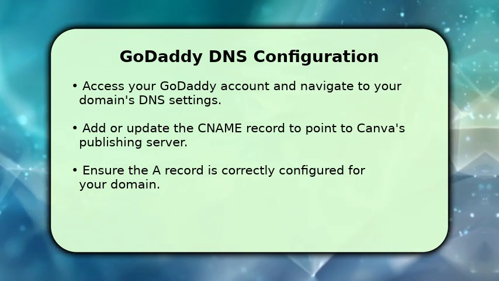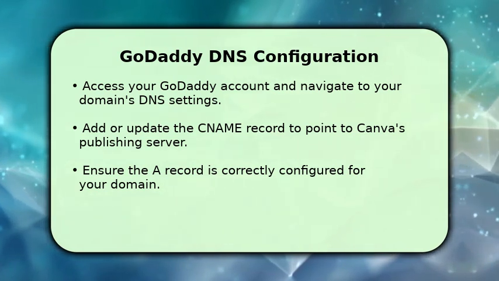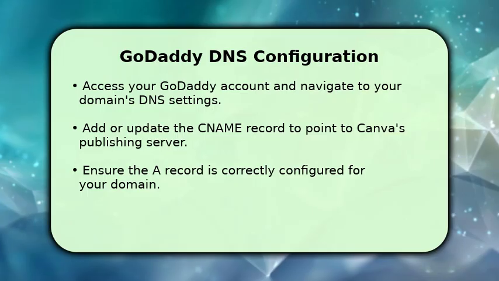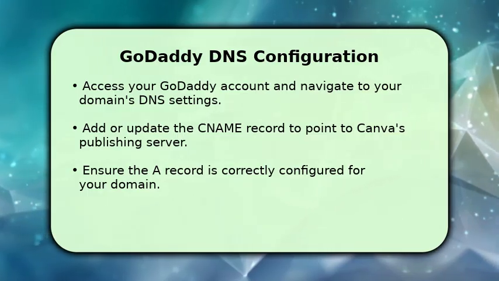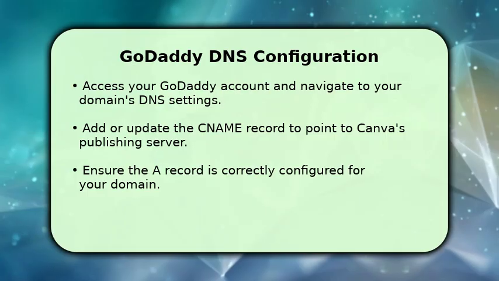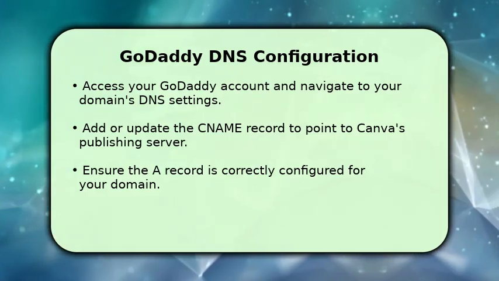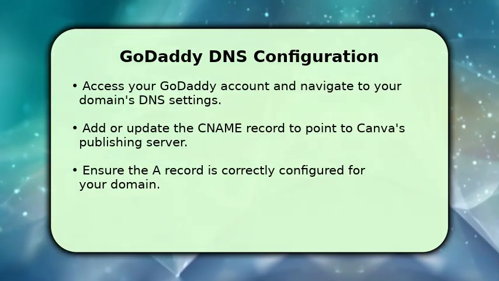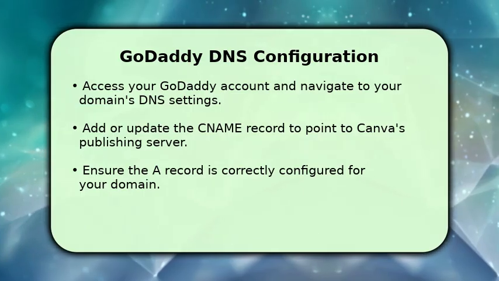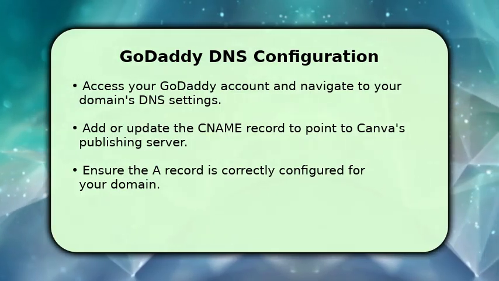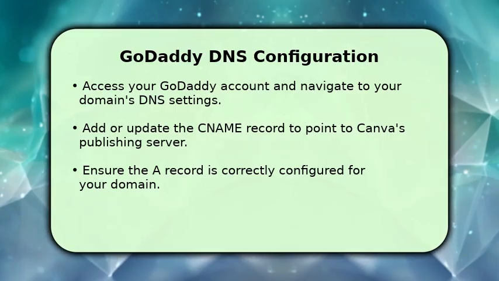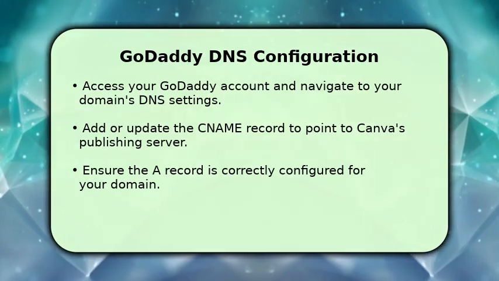Next, log into your GoDaddy account and find your domain's DNS management page. Here, you will need to add or modify a CNAME record. This record should point to Canva's publishing server, typically s-canva.com. Also, verify that your record is set correctly, often pointing to an IP address provided by Canva or GoDaddy. These changes tell the internet where to find your Canva website.